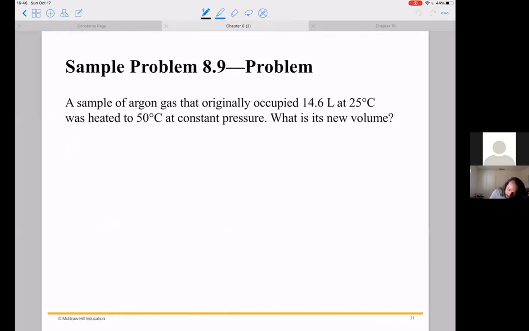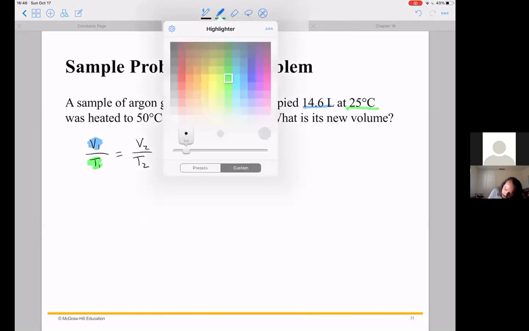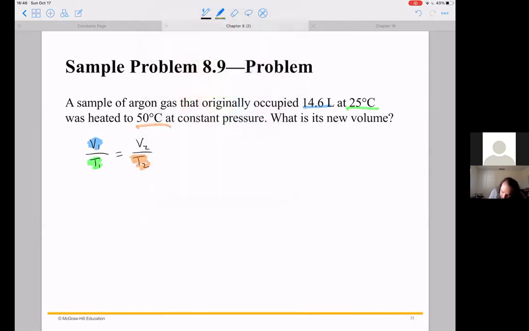So then how do we do this in a problem? V1 over T1 equals V2 over T2. That's what we just derived as Charles's law. So let's say that we have a sample of argon that's originally occupying 14.1 liters at 25 degrees Celsius, and then it's heated to 50 degrees Celsius at constant pressure. What's the new volume? So we have our volume before, our temperature before, and our temperature after. So we're going to solve for the volume afterwards.